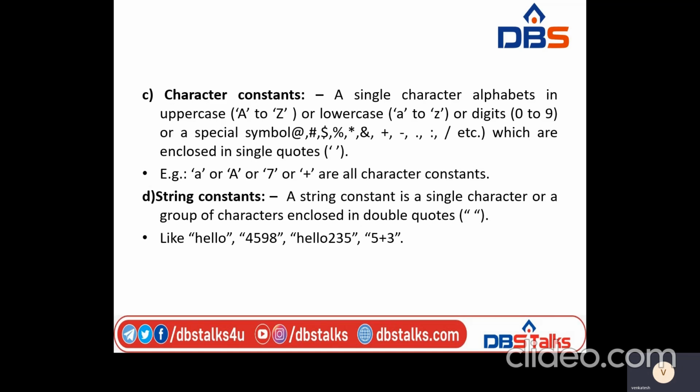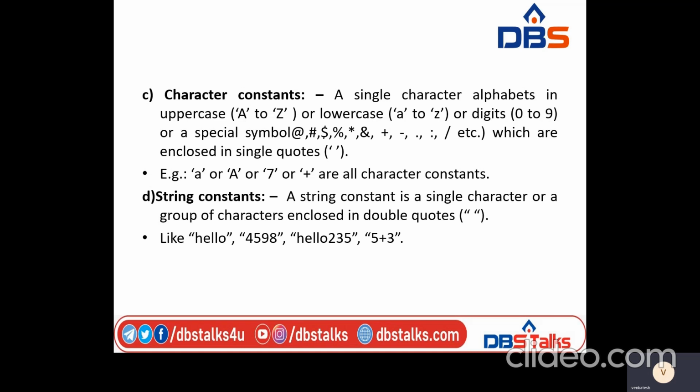So next one is the character constant. A character constant is nothing but a single character: alphabets in uppercase, that is A to Z, or lowercase, or digits 0 to 9, or special symbols. All these are character constants. Lowercase means 26 characters, uppercase means 26, digits mean 0 to 9. Special symbols mean at the rate, hash, dollar, percentage, star, ampersand, plus, minus, colon, slash. All these are different types of character constants.